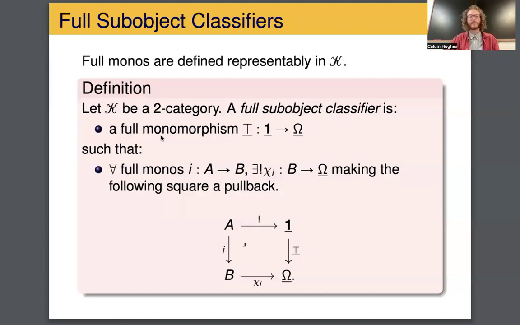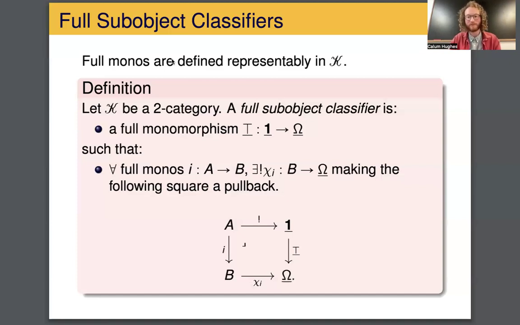But we're going to start by giving some definitions that appear new in this work. So in a general two-category, we define full monomorphisms representably. And with this, we can define a two-dimensional version of a subobject classifier. So in a two-category K, we're saying what a full monomorphism is in Cat. Okay, so it's injective on objects, injective on morphisms, and full as well. So I guess injective on objects and fully faithful is another way of saying this.